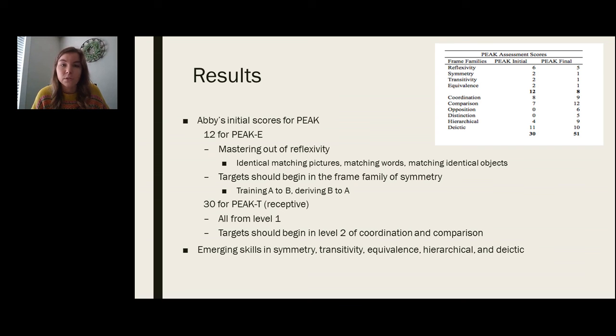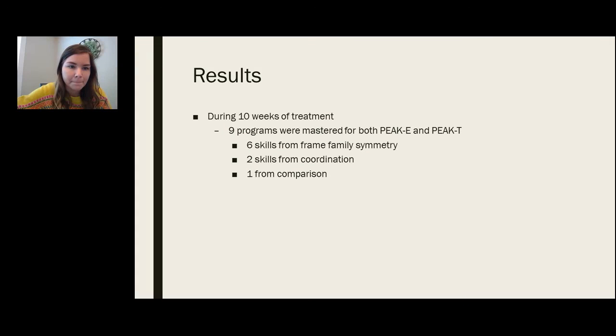Abby's initial scores in the transformation module were 30 for the receptive test, all of which were from level 1. This suggested that her targets should begin in level 2 of coordination and comparison because she had emerging skills in other frame families that we could build on in the future. So during the 10 weeks of treatment, she mastered 9 programs from both Peak E and Peak T. 6 skills were from the frame family of symmetry, 2 were from coordination, and 1 was from comparison.